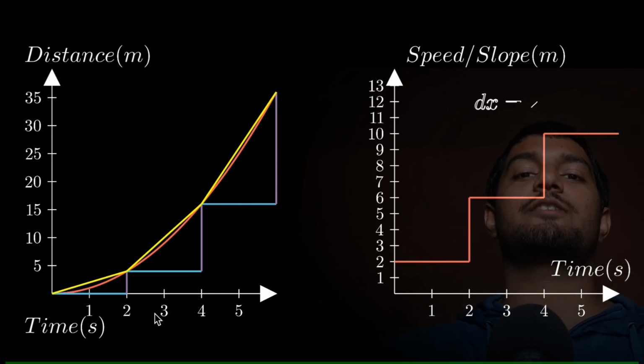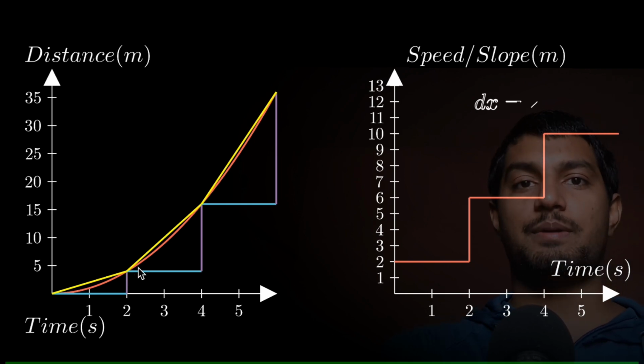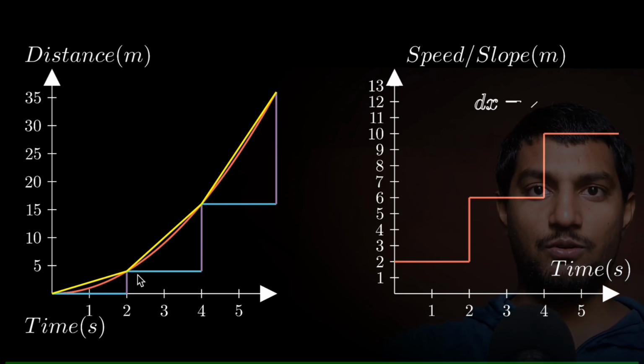And say where I can do the same for another time span, between 4 to 6. And the rise over run over here, basically it is 16 minus, I think, 4.